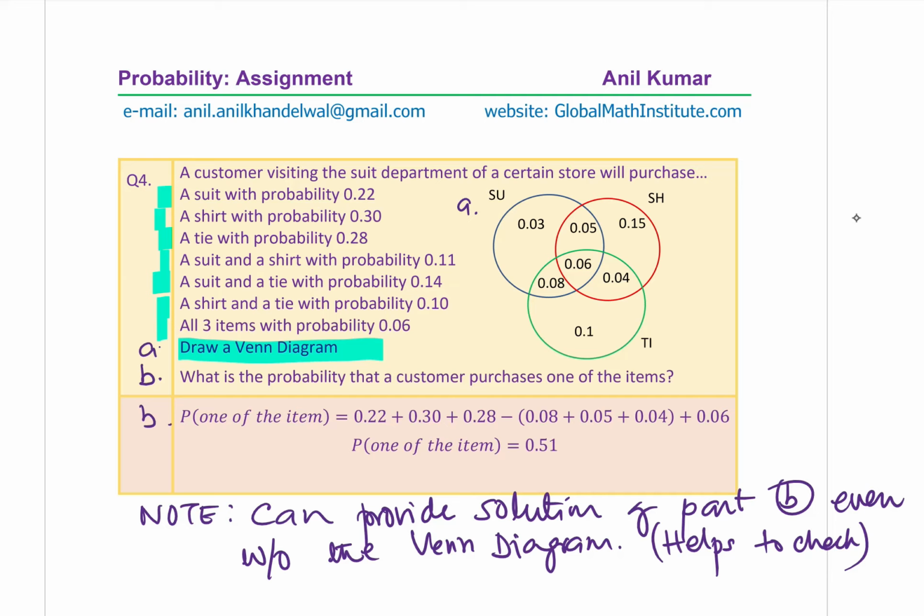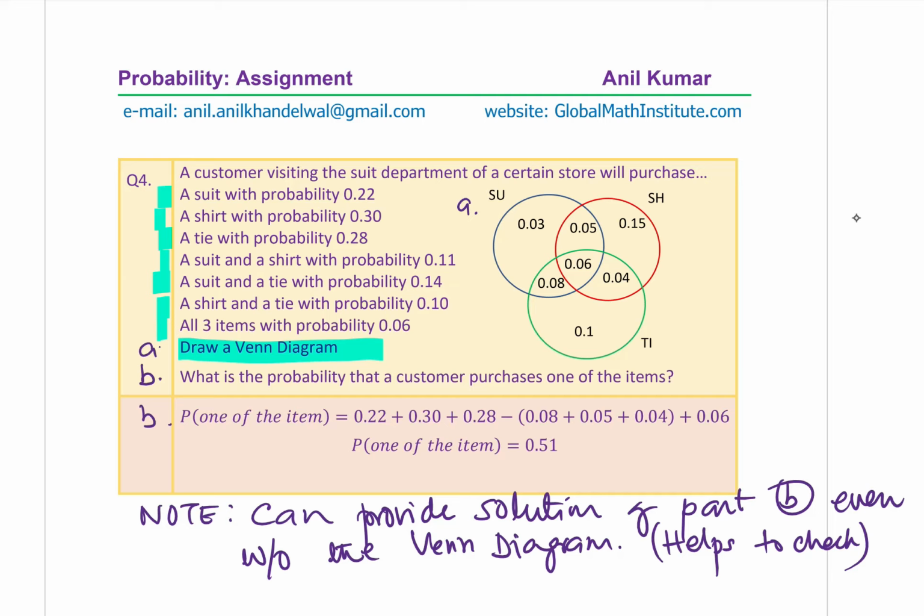And the idea here is what you do is you just add the probability of all individuals, taking away the probability of intersection of two of them, right? And then adding the probability of all three of them. And that is how you get your answer, which in this case is 0.51. Clear? So that is straight away doing this.